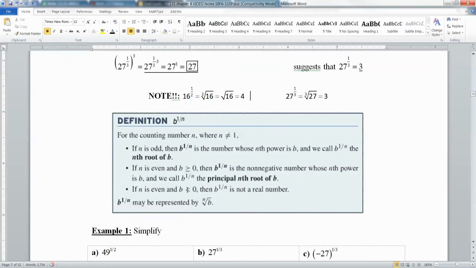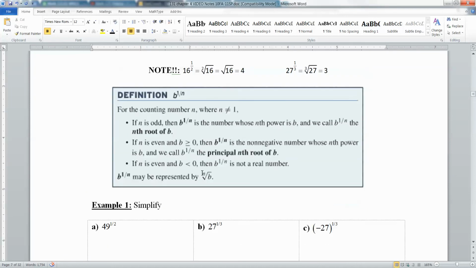If n is even and b is less than 0, then it is not a real number. Doesn't mean it doesn't exist. It means that it's not in the number system that was labeled the real numbers by René Descartes in the 1600s or whatever. Okay, so we represent b to the 1 over n as the nth root of b, like that. See that notation on there?